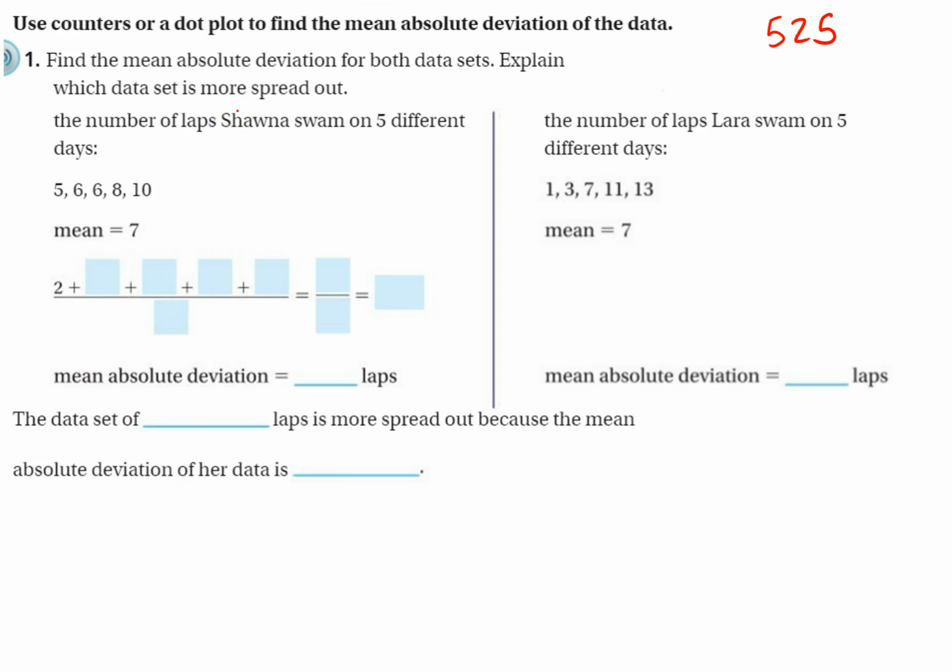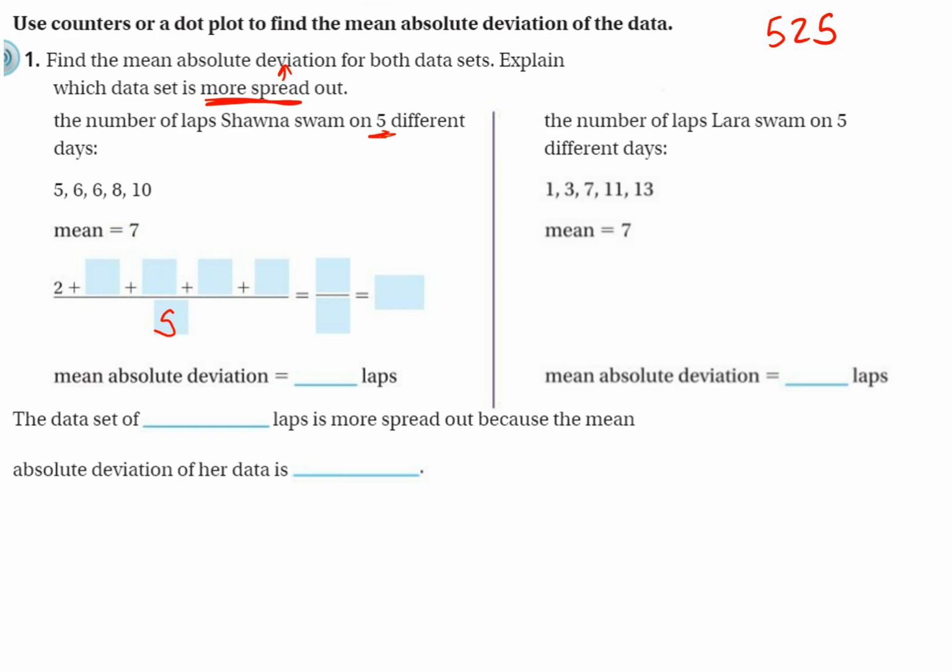Which data set is more spread out? That's going to be whichever one has the larger number. That's the one that's more spread out. So these are the number of laps Shauna swam on 5 different days. So I'm going to be dividing by 5. They gave us the mean. That was nice of them.